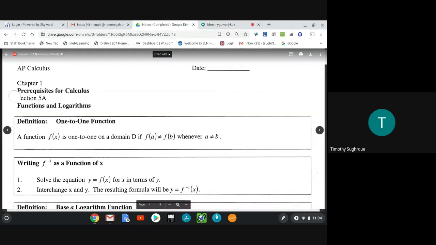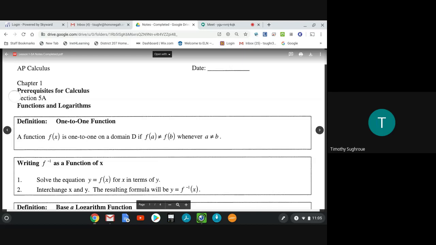Okay, this is a recording of Chapter 1, Section 5A notes, functions and logarithms. Two of the main components of this particular section are dealing with one-to-one functions, because we can only find the inverse of one-to-one functions, and then how that relates to the fact that logarithmic functions and exponential functions are inverse operations. So they are inverse functions.